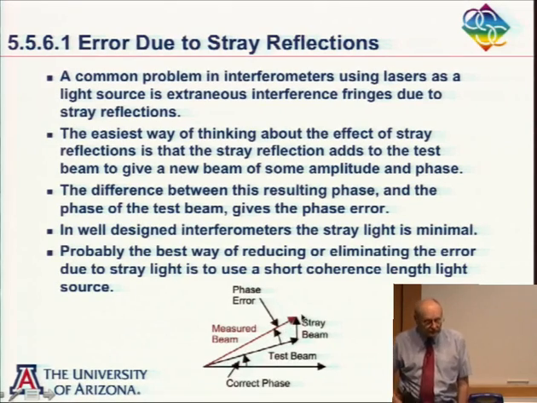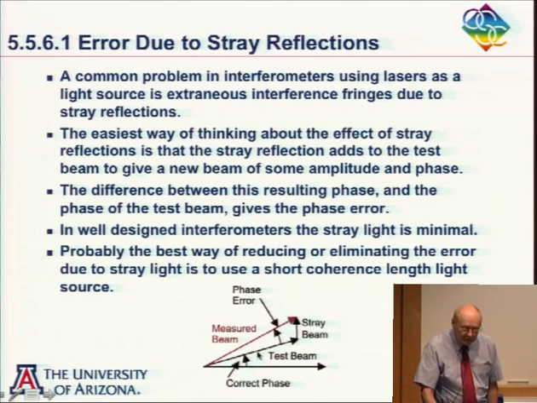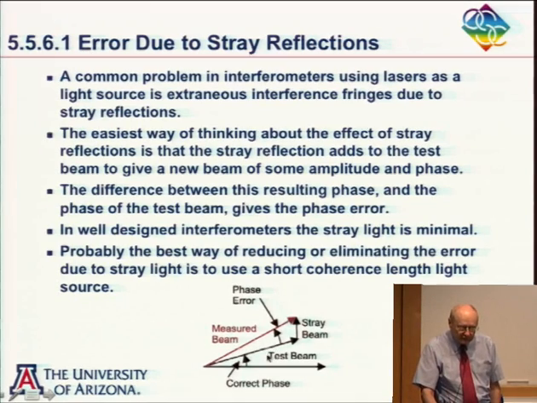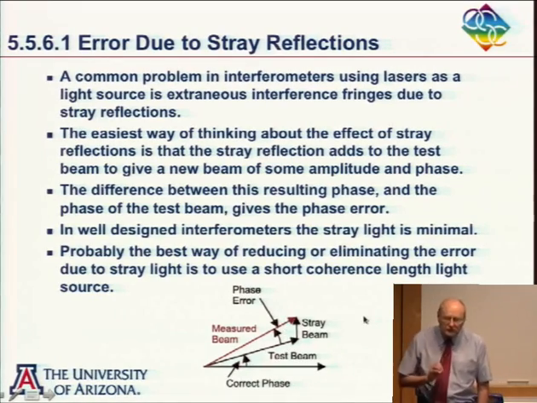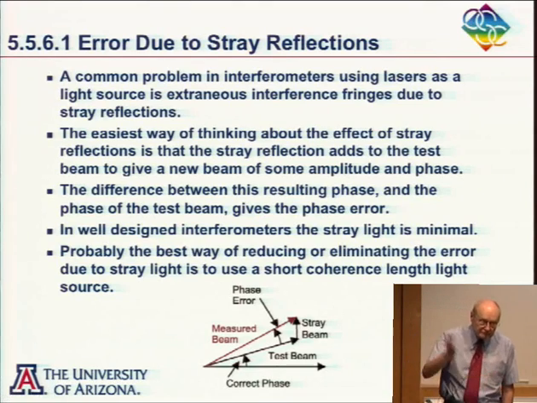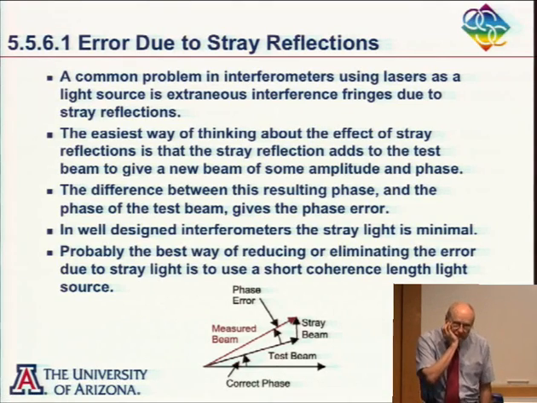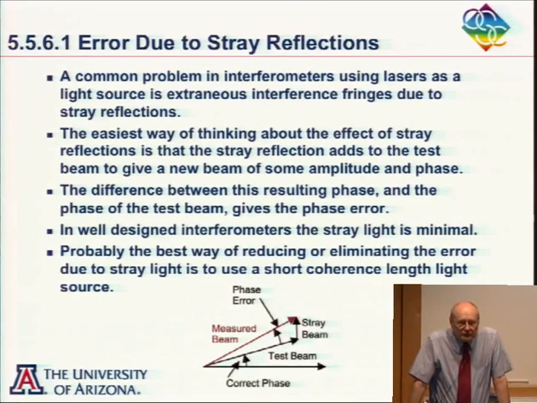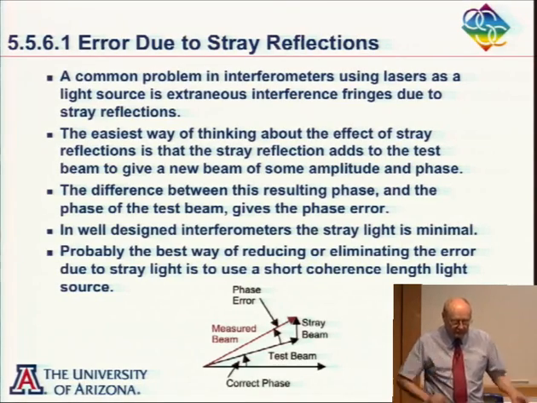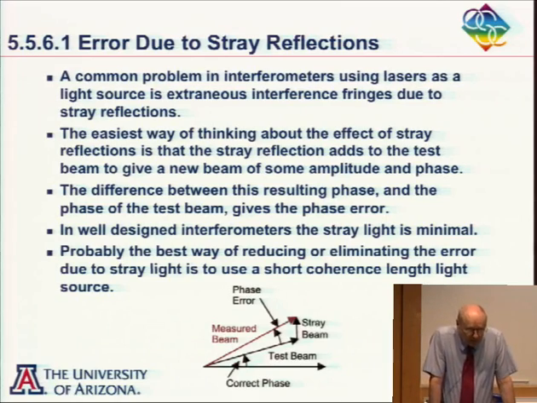So incorrect amplitude, which I probably don't care about, but it doesn't have the phase of the reference or test beam. It has some different phase relative to the test beam. So this would be the total phase of it. And so what I'm really doing is I'm measuring a beam of the wrong phase. And so it's pretty hard to get rid of the effect of this stray reflection.